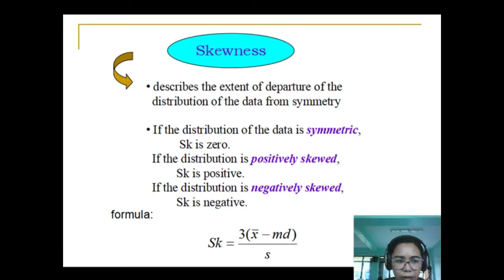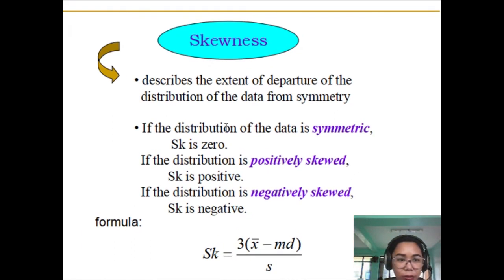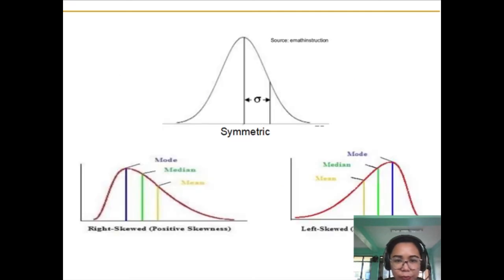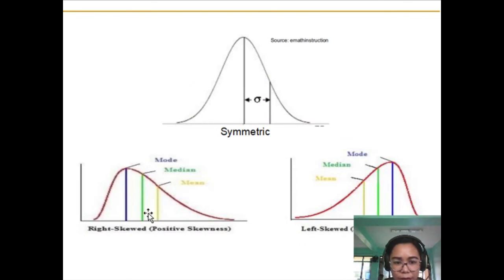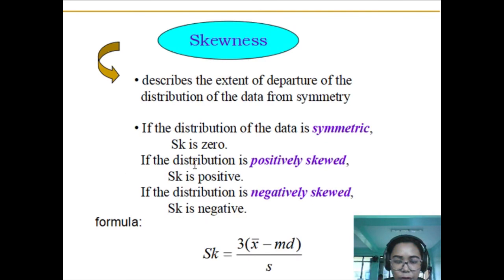Okay, we have here in illustrations the distribution which is symmetric, positively skewed, and negatively skewed. Okay, so this is an example of a symmetric distribution. So we expect the value of the skewness of a symmetric distribution to be equal to 0. And this one is a positively skewed distribution. Okay, having a tail on the right, where mode is less than the median and median is less than the mean. Okay, so we expect the value of skewness to be positive.